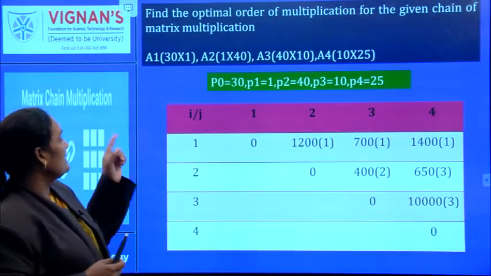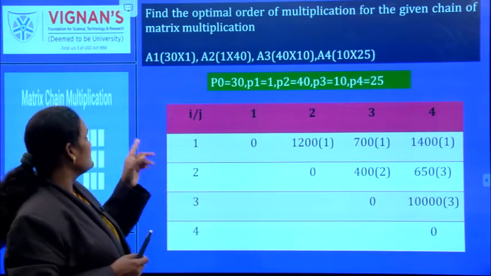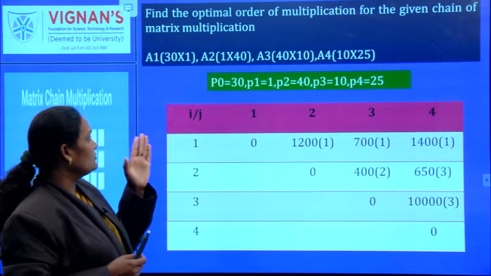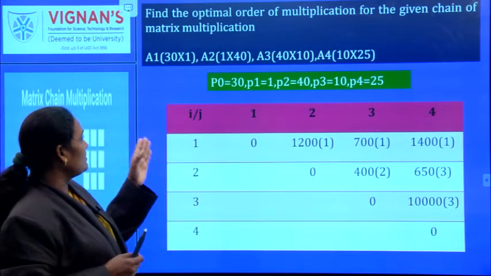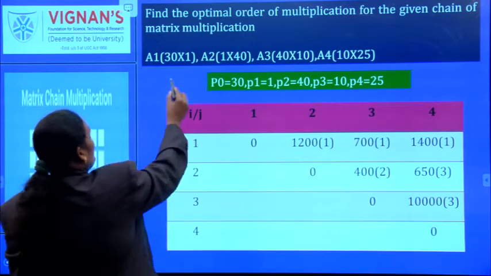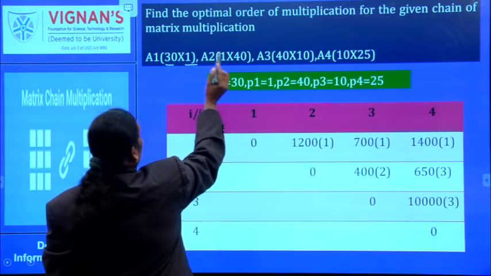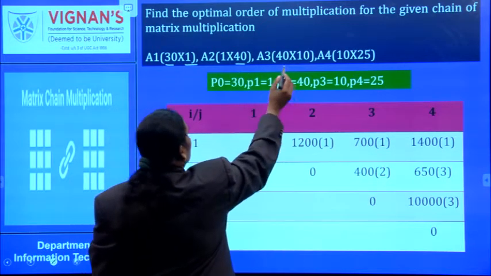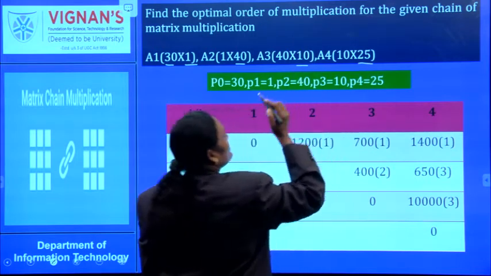Now I will explain this algorithm by taking an example. Let us see, here I take 4 matrices whose dimensions are given as 30 by 1, 1 by 40, 40 by 10, and 10 by 25. Now I can represent all these dimensions as P0 is equal to 30, P1 is equal to 1, P2 is equal to 40, P3 is equal to 10, and P4 is equal to 25.